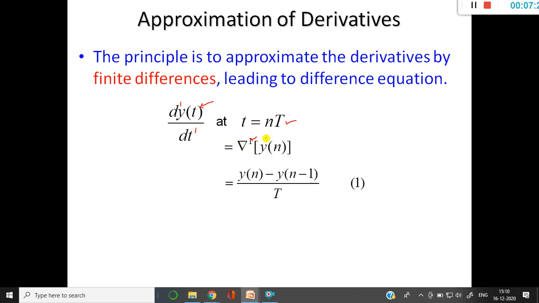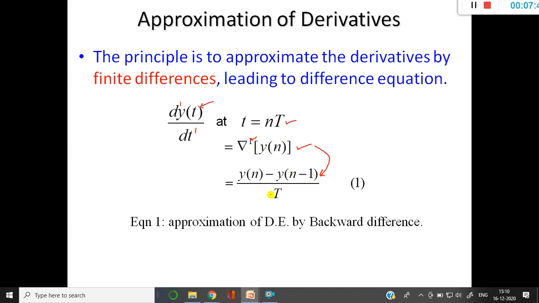Here delta to the power of 1 represents the first order, because this is dy by dt to the power of 1. So it is a first order equation. Further, this can be converted into this form since it is first order. Then how do we represent it by Newton's backward difference method? y of n minus y of n minus 1 divided by T. We call that equation 1. Equation 1 is called the approximation of a differential equation by backward difference. That's it.